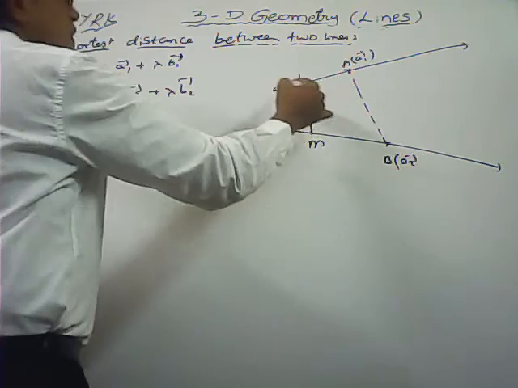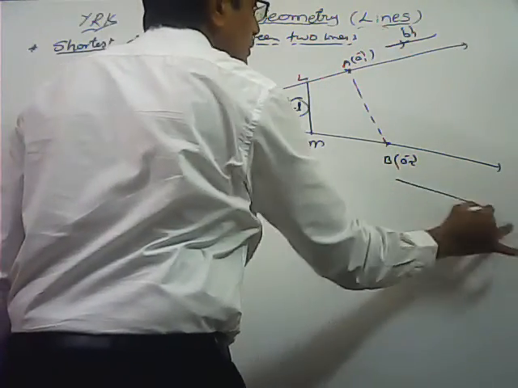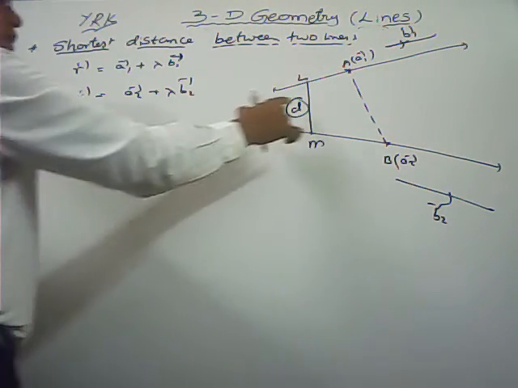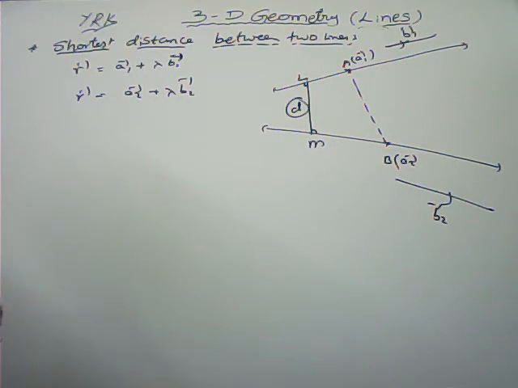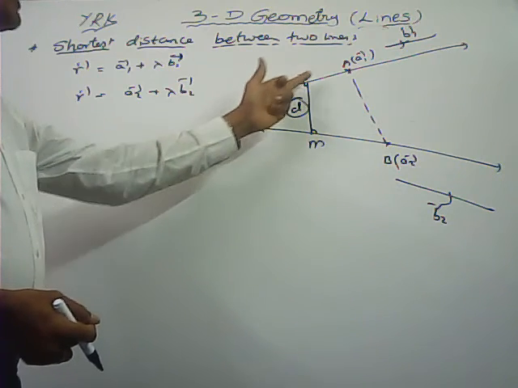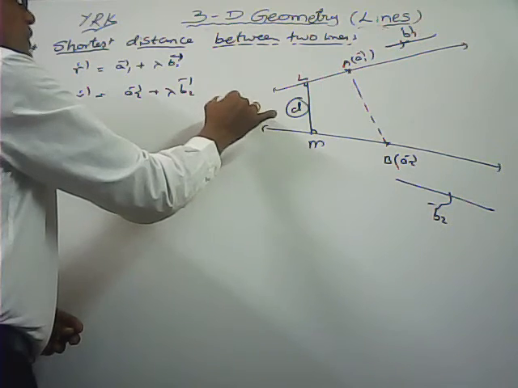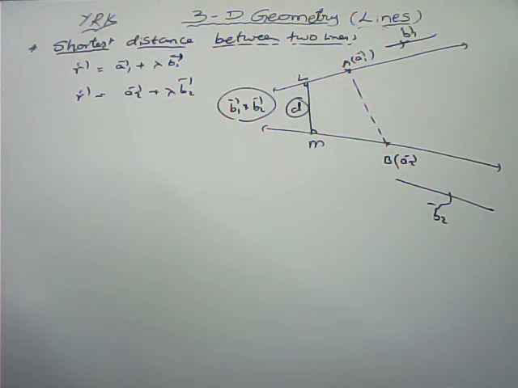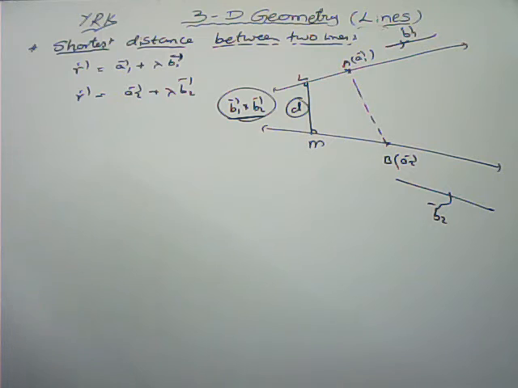And here this line is parallel to B1 bar, and this line is in this vector direction only. And here LM is perpendicular to both the lines. So what is the vector perpendicular to both B1 bar and B2 bar? That is nothing but their cross product, B1 bar cross B2 bar. So LM is in the direction of B1 bar cross B2 bar, so the direction of LM we can take as B1 bar cross B2 bar only.